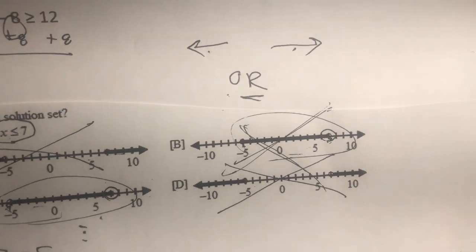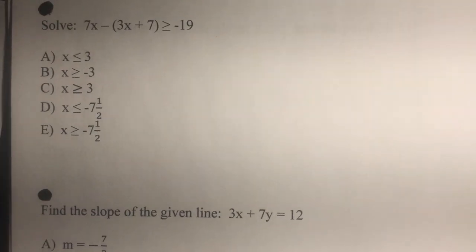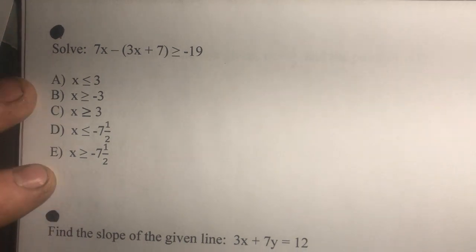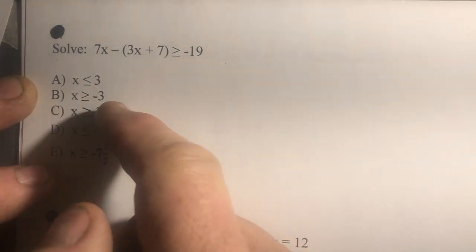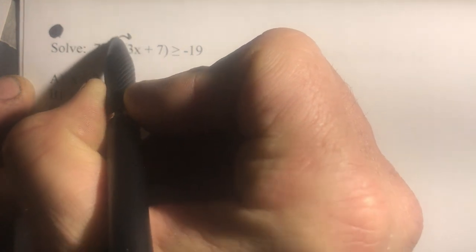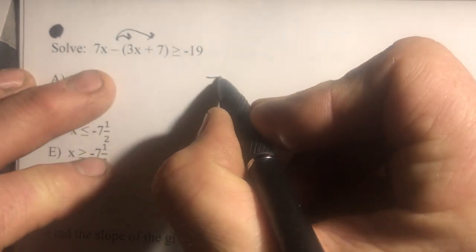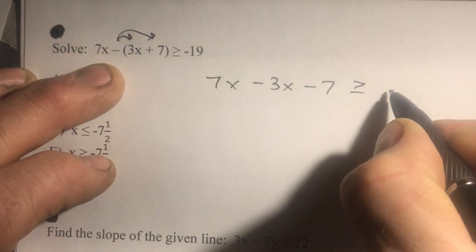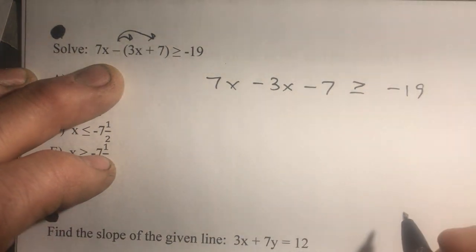All right, let's go to the next one here. Solve this inequality. See the negative in front of here? I'm going to have to distribute that negative. So that's going to give me 7x minus 3x minus 7 greater than or equal to negative 19.